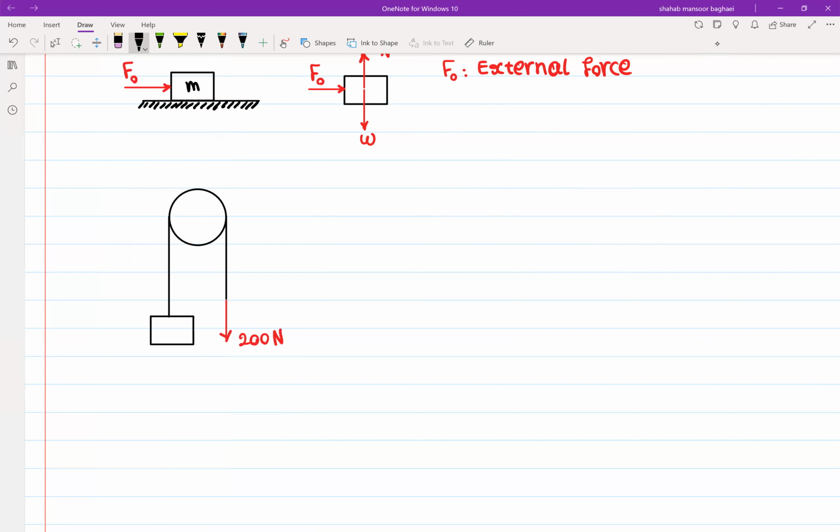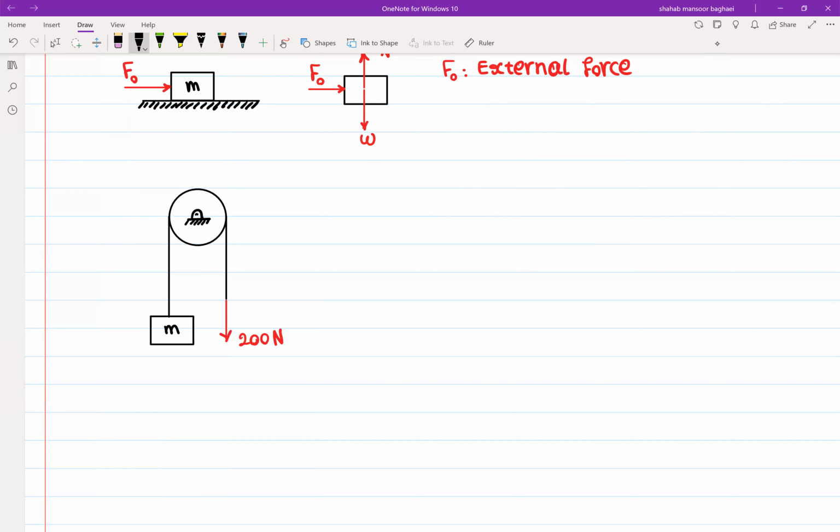The mass of the block is M. And this is your block. I'm sorry, this is your pulley. You can have rotation for this pulley if you apply a force on the right side.